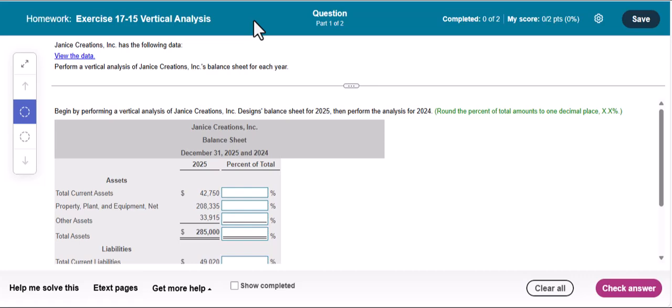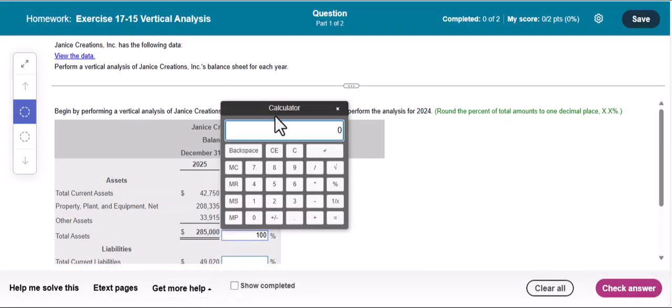So remember, when we're doing a vertical analysis for a balance sheet, we're comparing everything to total assets for this first section. So the total assets number is going to be 100%. And each of these portions is going to be part of this 100%. So we're going to figure out how much each one is. And in order to do that, we're going to need our calculator.